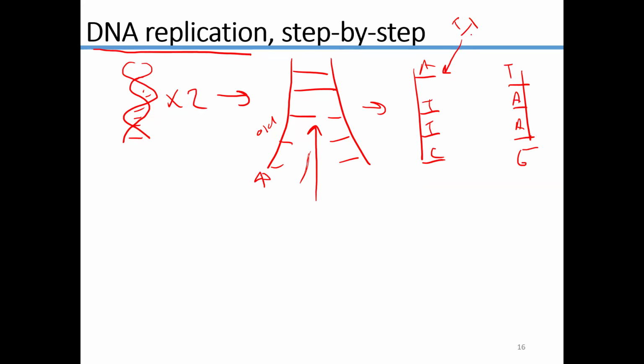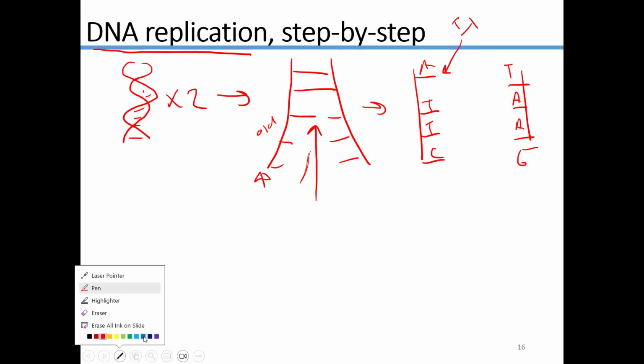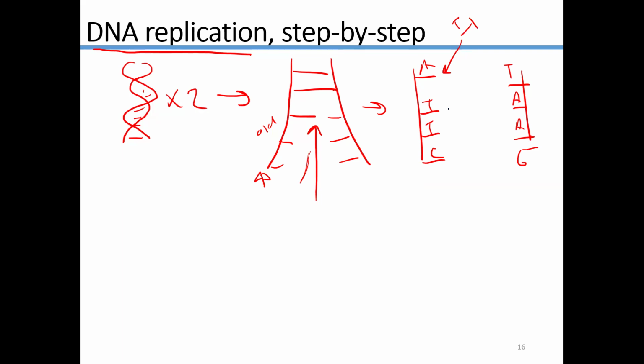So what we're going to do is look for new pieces here. I'm going to do that in a different color. Let's do that in blue. And we're going to find our complementary pieces. So our A goes with T, T goes with A, T goes with A, and then C is going to go with G, just like that.